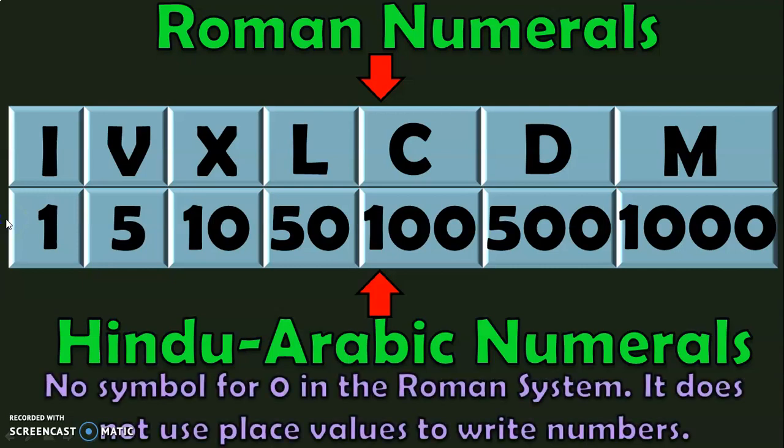If you notice, there is no symbol for 0 in the Roman system. It does not use place values to write numbers. Instead, it follows a few rules of addition and subtraction using these Roman numerals given over here and frames the numbers. This is why it is difficult to write large numbers in the Roman number system.